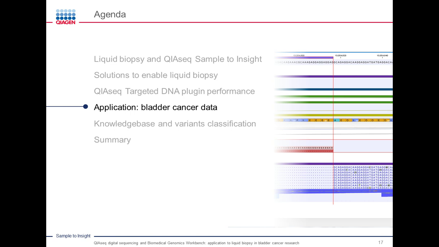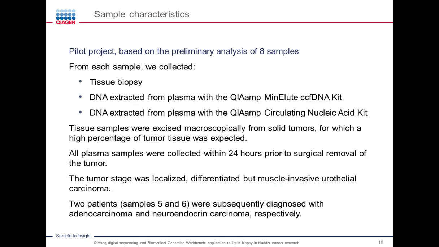So now I think that we can look a little bit more in detail at how you can use a workflow like this one in application to bladder cancer. So we have performed a pilot analysis, and this is only a pilot because we used 8 samples, and the goal for this analysis was to showcase the workflow that we have from sample to insight. So we collected samples from tissue biopsy, and we extracted DNA from plasma of the same 8 samples using 2 different QIAGEN kits.